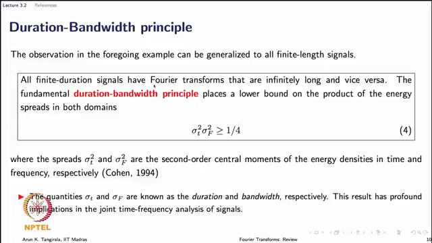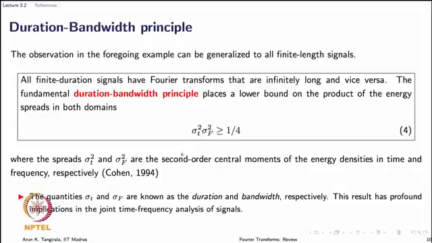Well, the main result of the duration bandwidth principle is that the product of duration and bandwidth is bounded below by this number 1 over 4. Rather than attaching so much importance to this number, the main interpretation of this result is that whenever the duration of the signal is finite, the bandwidth is going to be very large. That is, if the duration is small, then the bandwidth is going to be large.